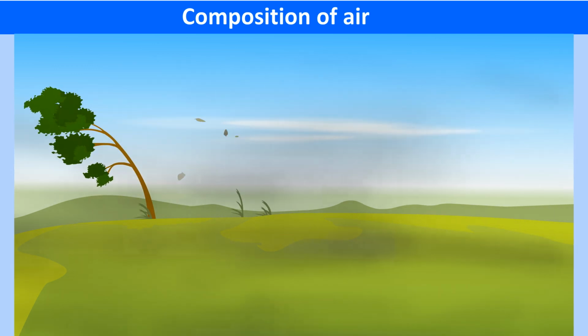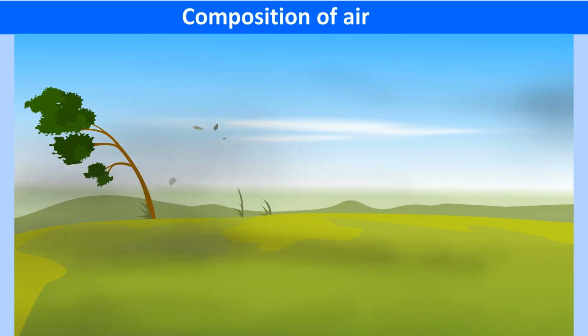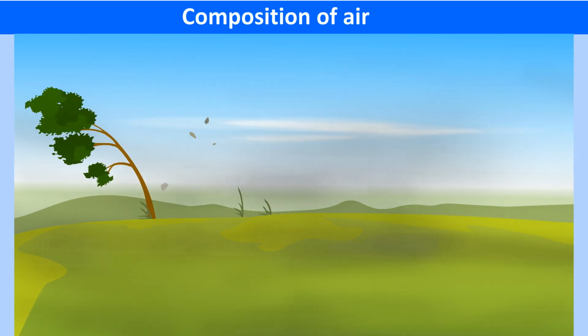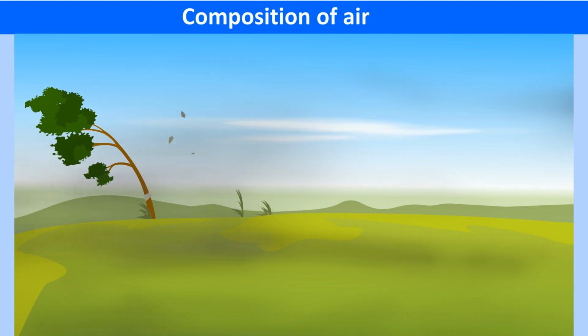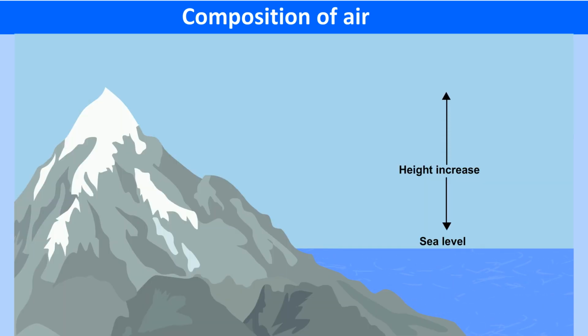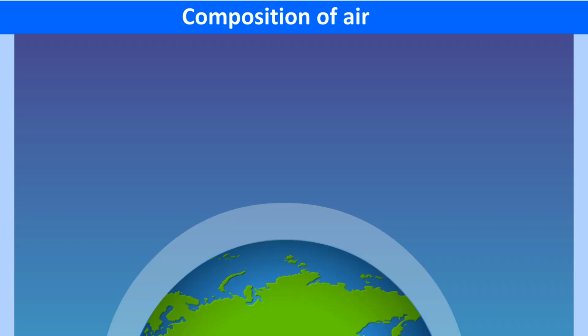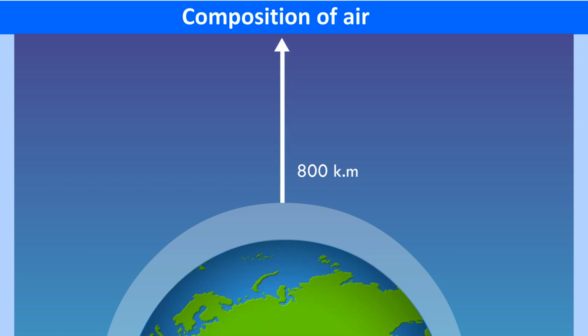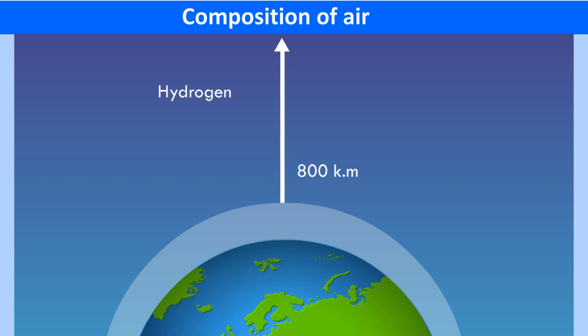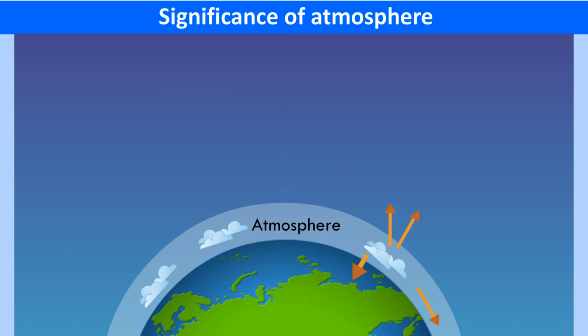Up to about 80 km from the Earth's surface, the composition of the atmosphere remains the same, but above this, the levels of oxygen and nitrogen decrease. Above 800 km, the atmosphere mainly comprises light gases like hydrogen and helium.